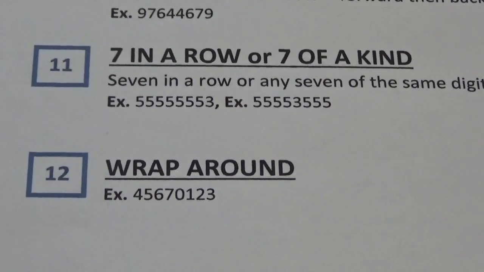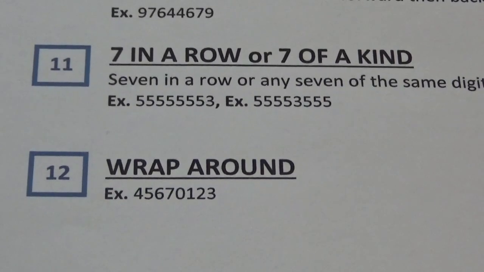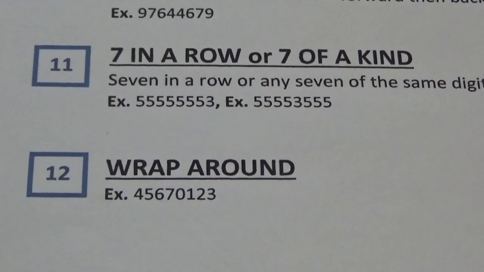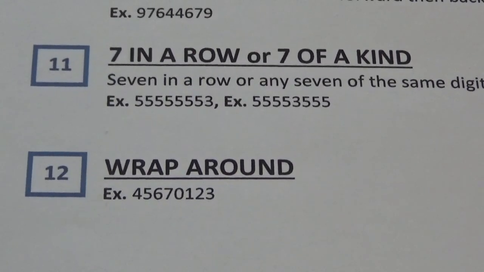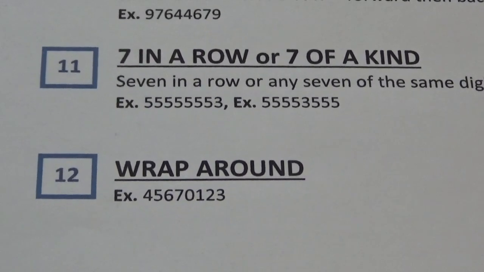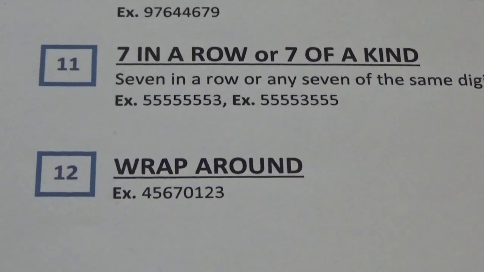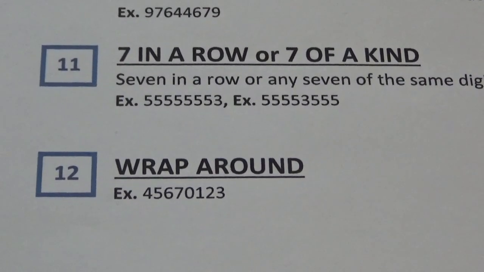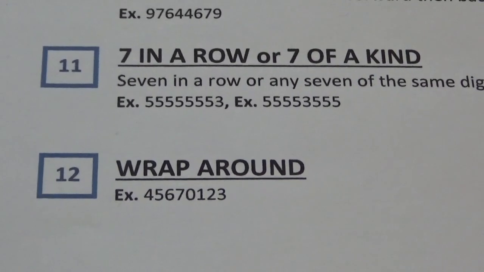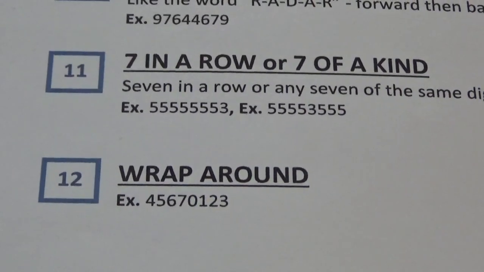As you can clearly see, starting in the middle there and going to the right, you have 0, 1, 2, 3, and then it wraps around the other way, 4, 5, 6, 7. So this could be a ladder, a wraparound ladder, which would be a really, really good find as well. Okay, so that's the first page.